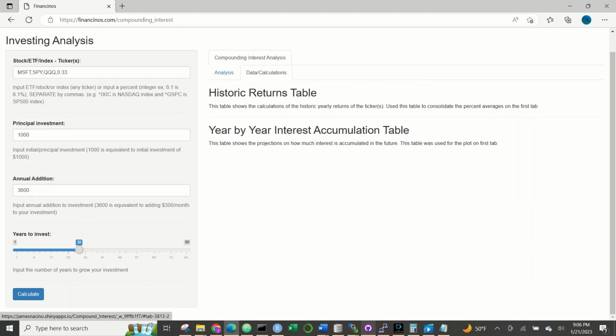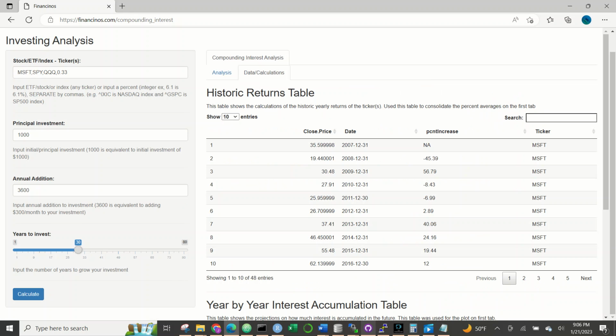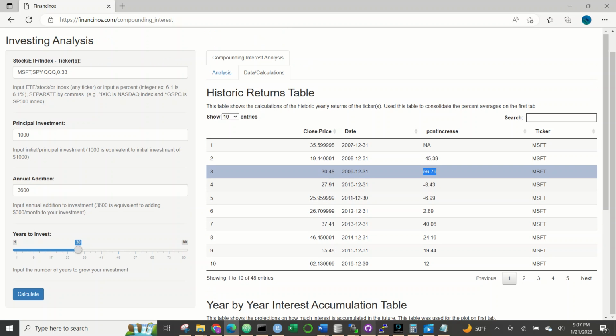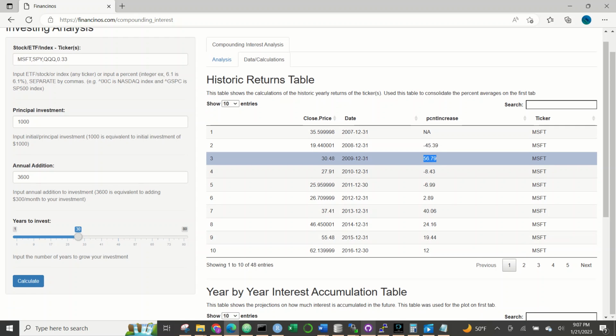If we navigate to the second tab here, we can take a look at the historic returns table. It shows each stock ticker that we inputted here, what the stock price was at close, and the percent increase or percent decrease every single year. It takes the average of the percent increase column and comes up with the average annual percent return table value on the first tab.